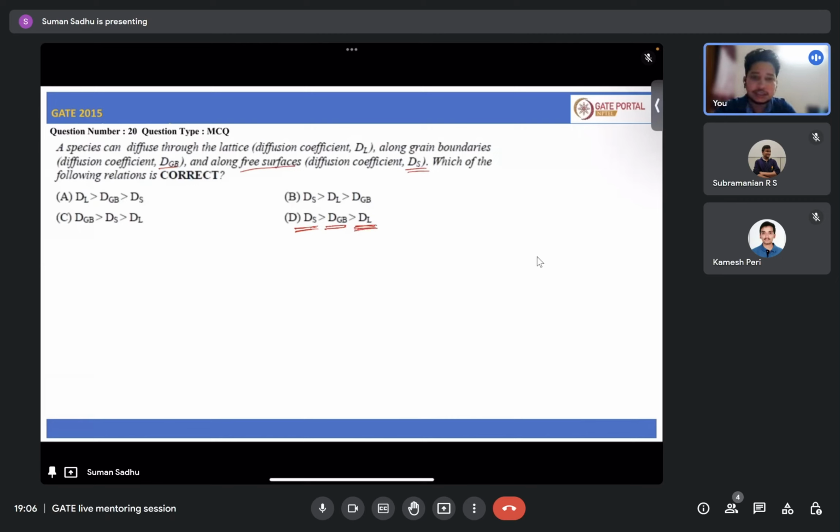In the lattice the atoms are more closely packed, but in the grain boundaries you have more voids and more open defects, a more open structure. That's why diffusion through the grain boundary is greater than diffusion through the lattice. So in this case the correct answer is option D. Okay.